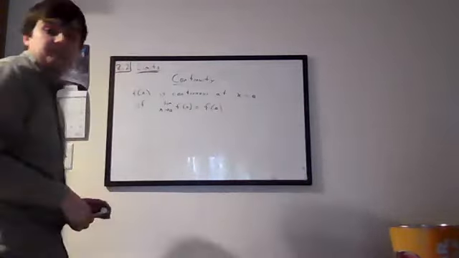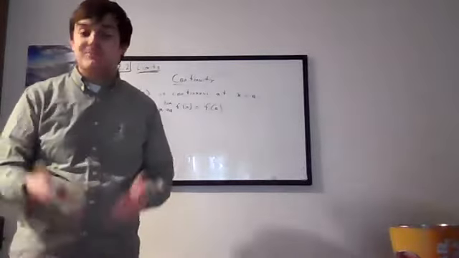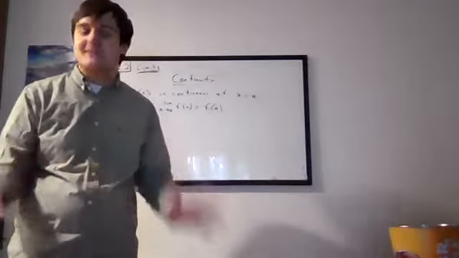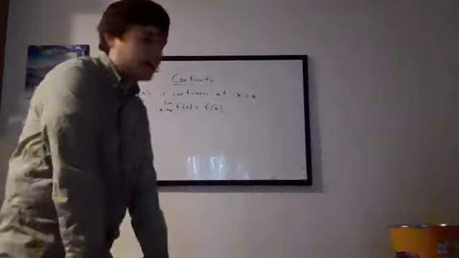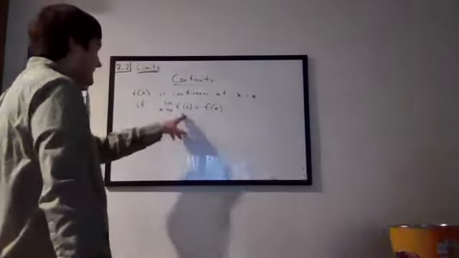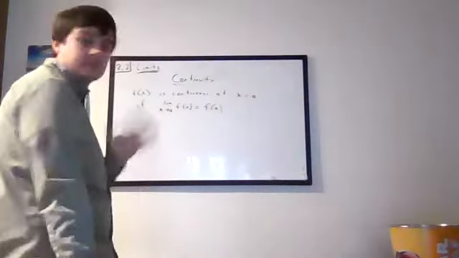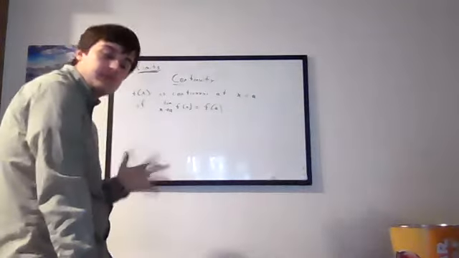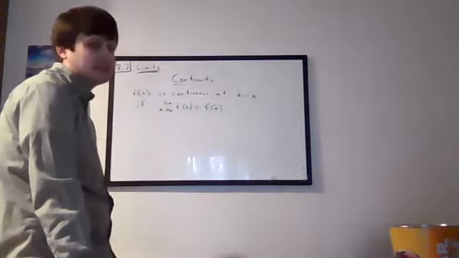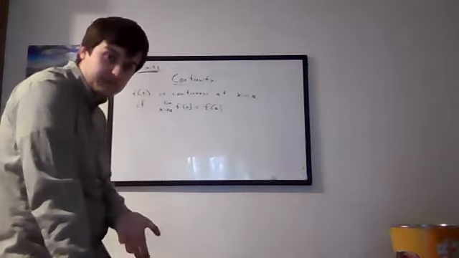What does that mean? That means that I can just plug in the number and it works out nicely. So the limit as x approaches a of that function is that function itself. Let's look at a couple examples of this, examples where they're not originally continuous, but maybe we could make them continuous.